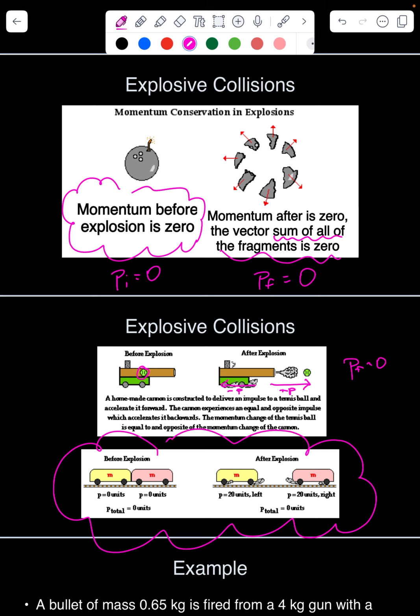We also saw this in our last set of notes with the ice skaters. Whenever the ice skaters are just sitting there facing each other, they're not moving. So their initial momentum is going to be zero. But as soon as they push off of each other, they will have individual momenta. If you add those two momenta together, it will give you zero.